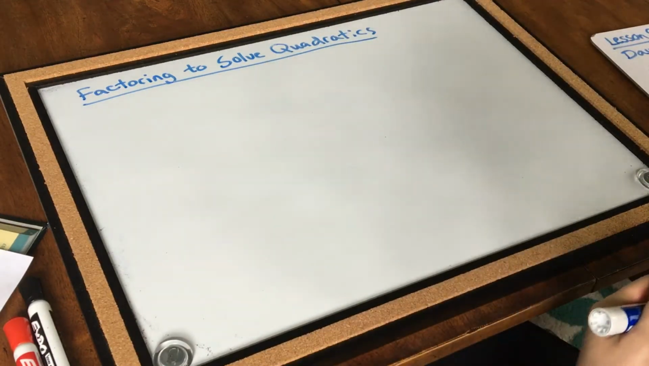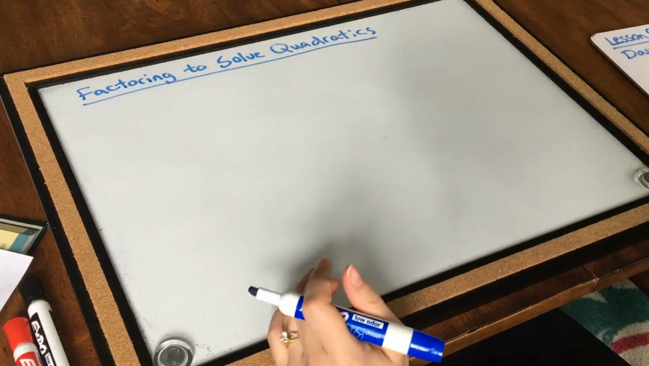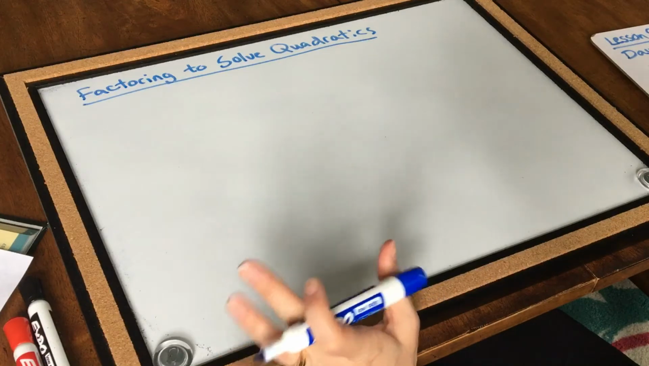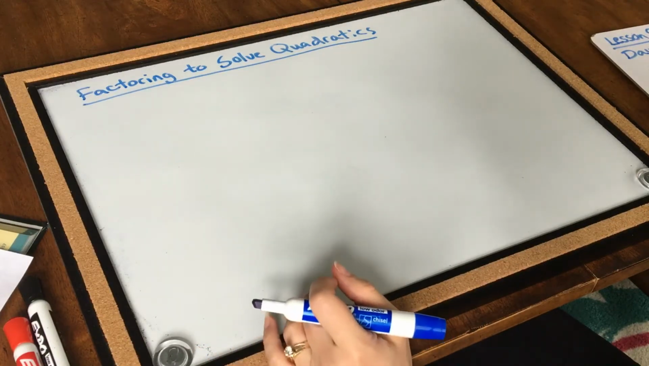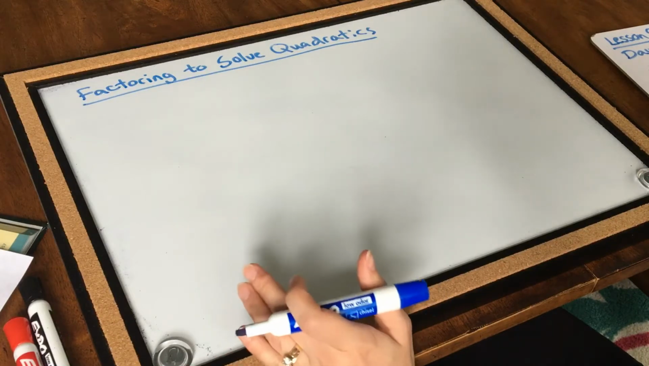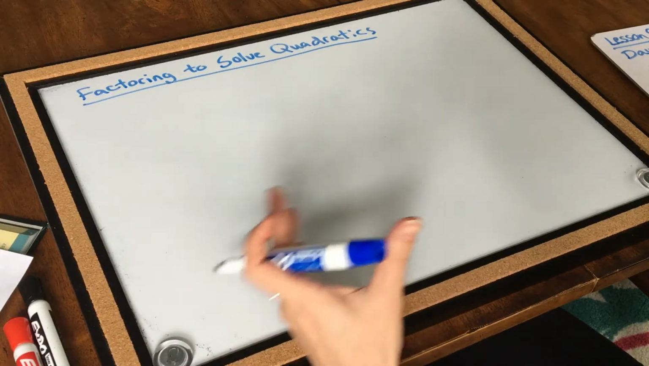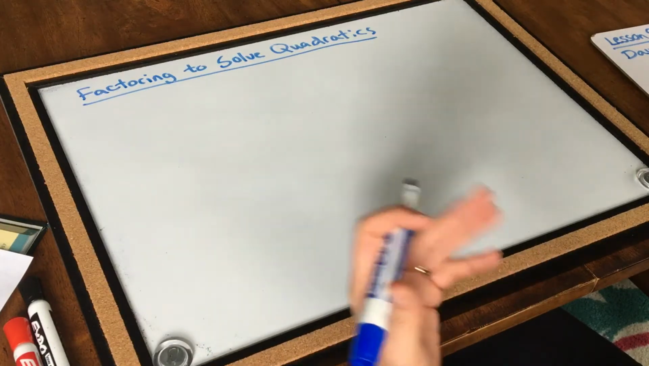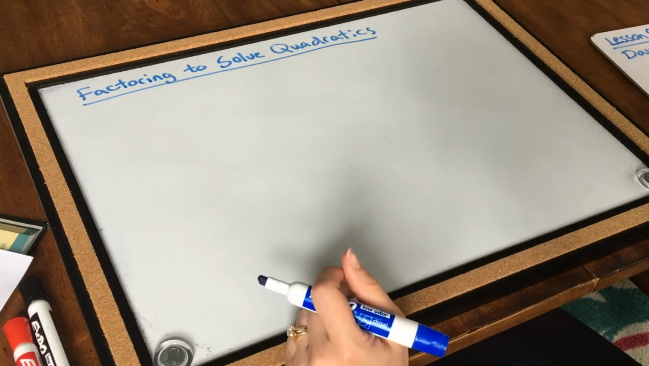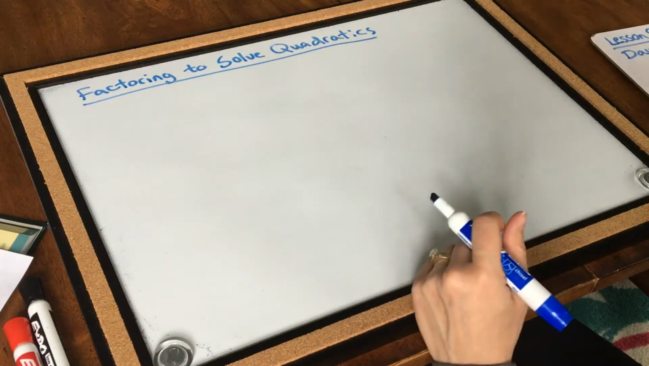So yesterday we did the zero product property for quadratics, and that was wonderful. However, most of the time when you get a quadratic equation, you do not have it in that format. Most of the time you have it in expanded form, and then you have to go back and do the factoring yourself. So how do we factor to solve quadratics?